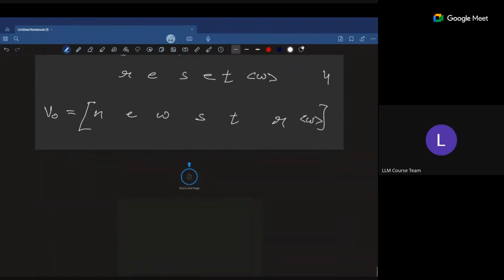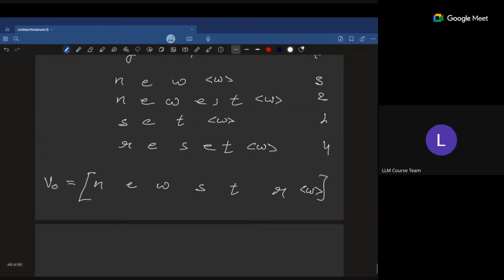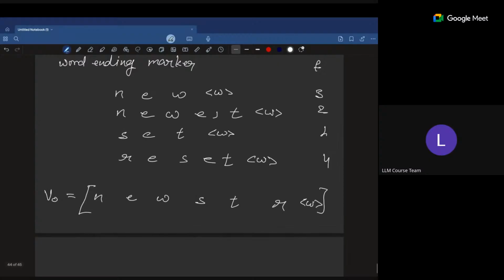Now what I will do, I will update my vocabulary, and there is a way to update it. I will look at each possible pair in my vocabulary. So I will look at NE, EW, or all possible pairs, right? And I'll see in my corpus which occurs most frequently, right? So pairs like NE, EW. Whenever I say pair, it means N followed by E in my corpus, right? So how many times does the pair NE occur in my corpus?